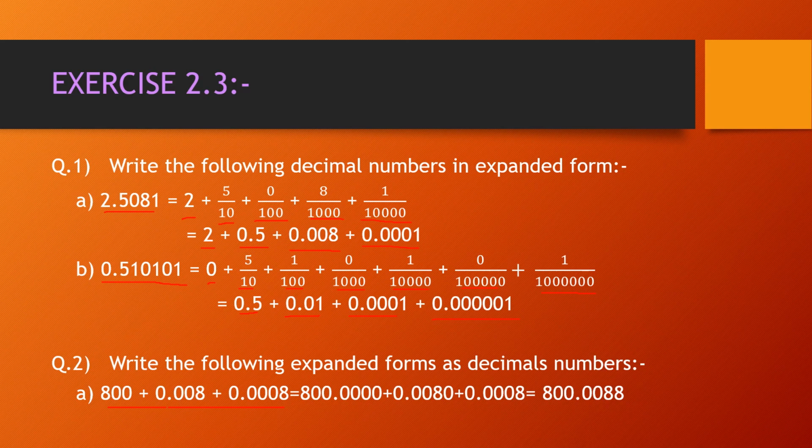What we can do is convert all these numbers into like decimals by writing zeros to the extreme right of the decimal part. So 800 I can write like this, 800.0000, because here the largest number of decimal places is 4, right? So 800.0000 I can write. Then the next number is 0.0080, right? And the last number is 0.0008. Now you can add all these three numbers. After adding, we'll be getting 800.0088.